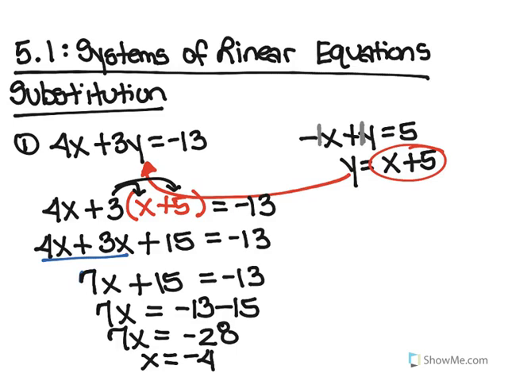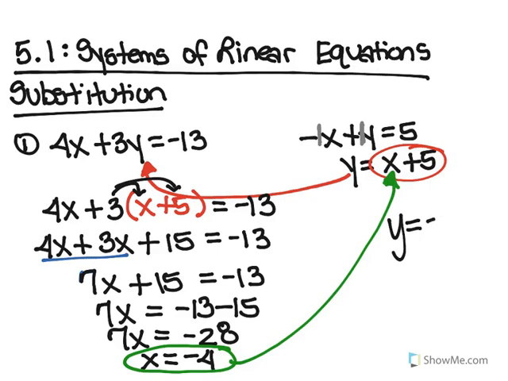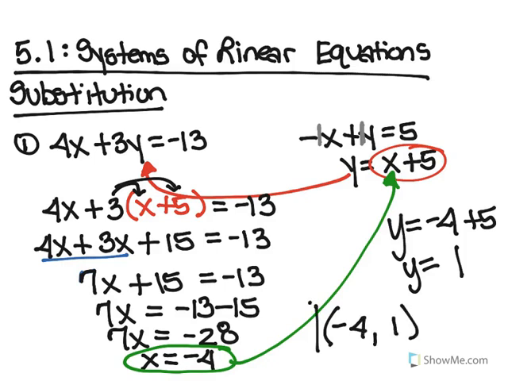Now, I need to know my y coordinate. So I'm going to take my negative 4 for x, and sub it in to the second one where x is. So you have y equals negative 4 plus 5. So y equals 1. So you have both your x and y coordinate. So these two lines, they will cross, they will meet at negative 4, comma 1. That's the ordered pair. That's what I'm looking for, is my point of intersection.